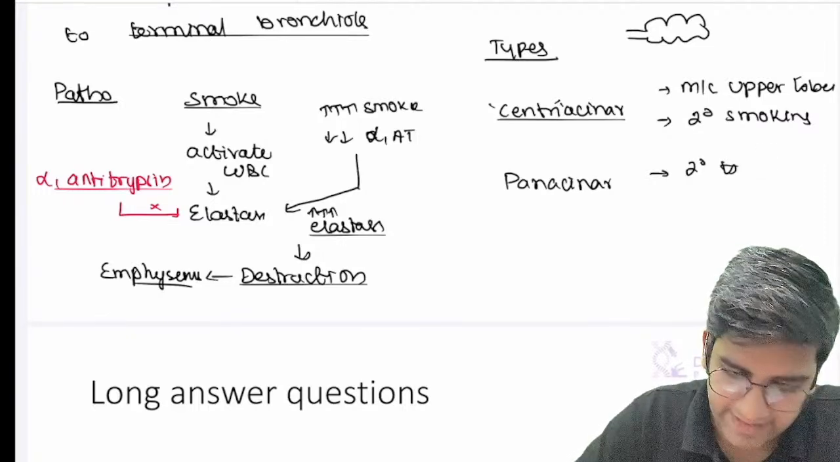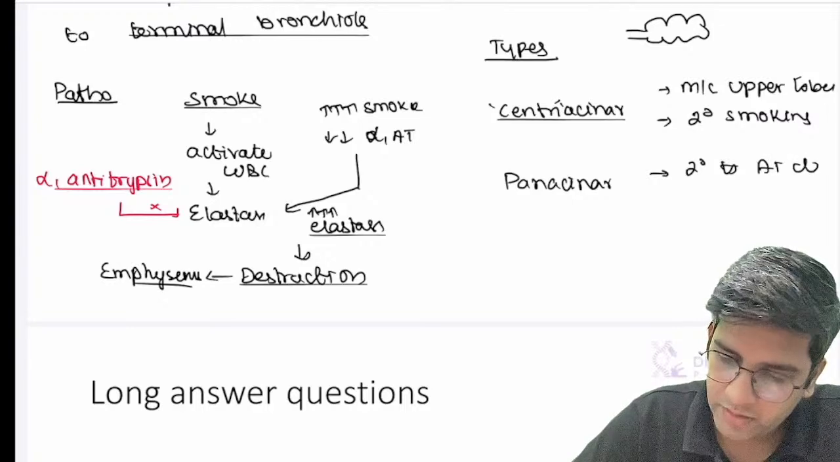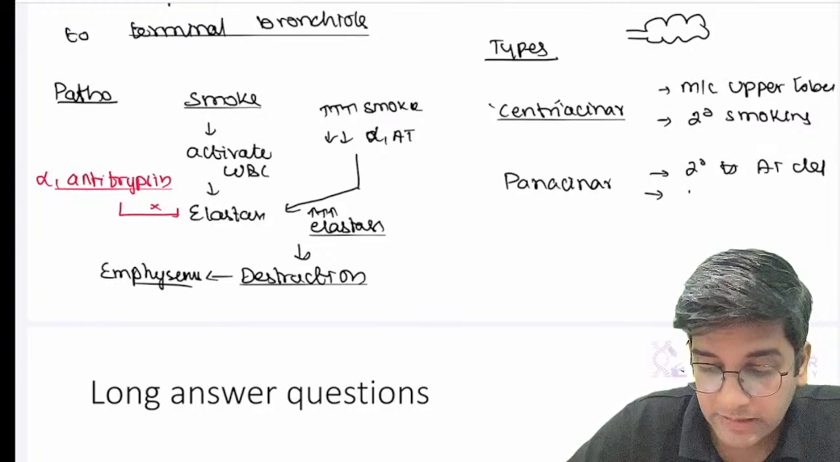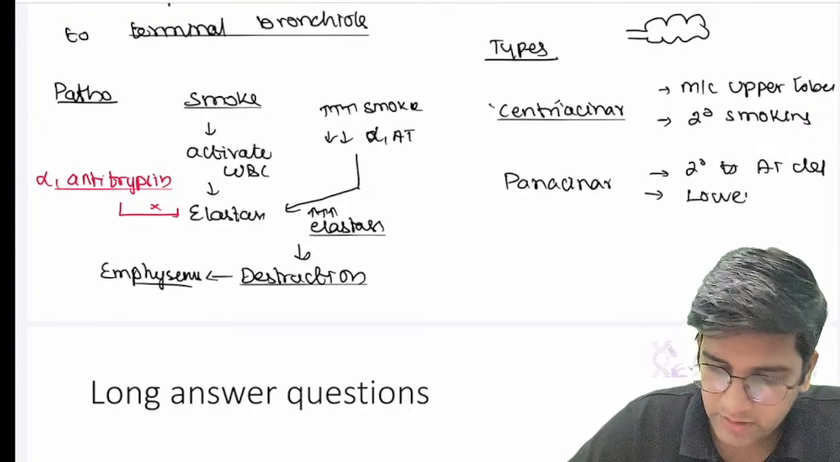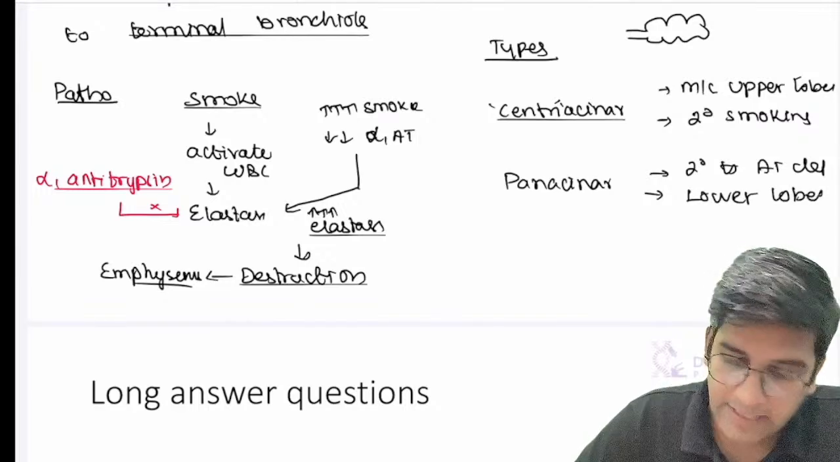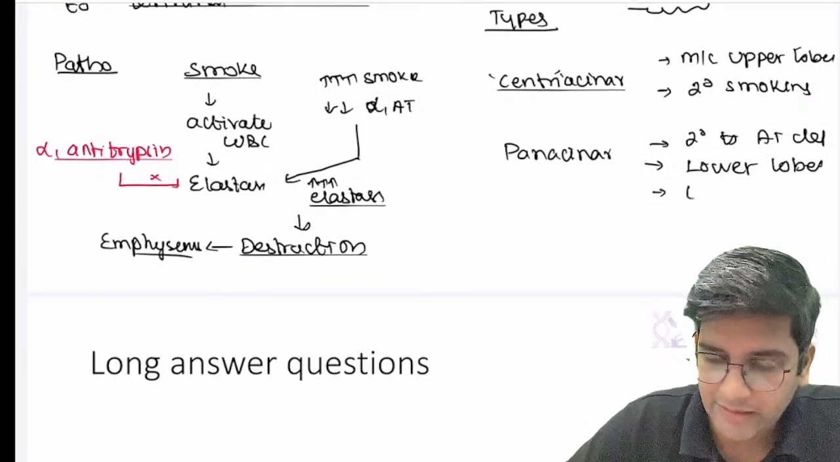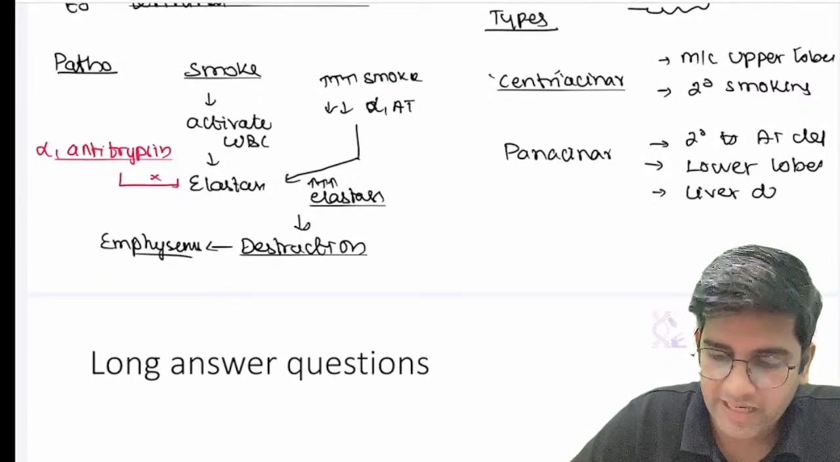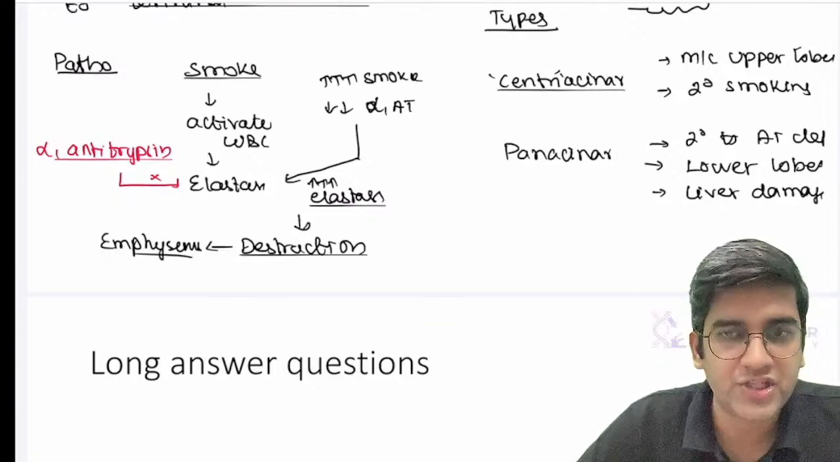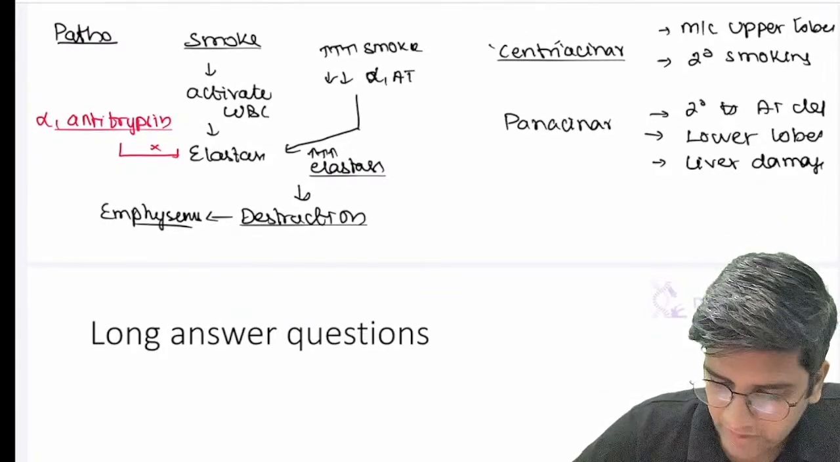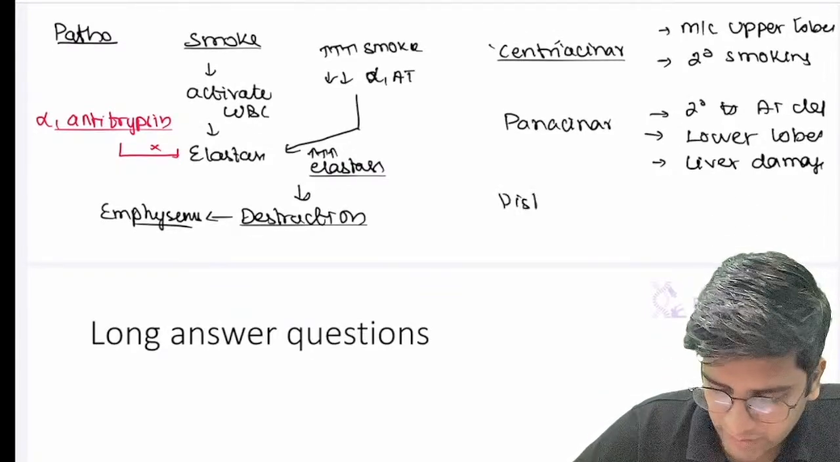I'm just writing AT deficiency. It's a bit more common in lower lobes of lung, and you will also have concomitant liver damage because alpha 1 antitrypsin deficiency will have lung damage as well as liver damage, right? Then we have distal acinar emphysema.